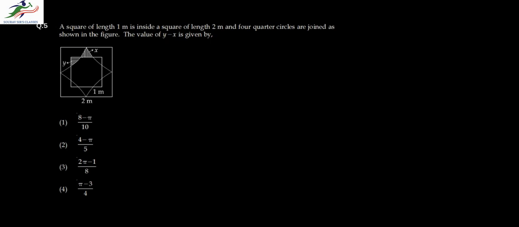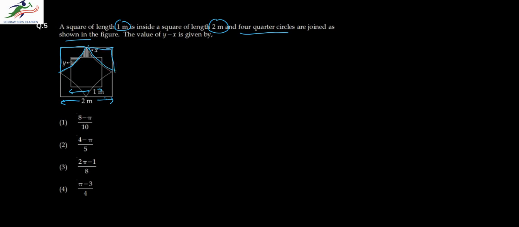It is told that a square of length 1 meter is drawn inside a square of length 2 meters as shown in the diagram. So which means this side is given as 2 of the bigger square, and the side of the smaller square is 1 meter. And 4 quarter circles are joined as shown in the figure. So the 4 quarter circles that they are talking about is this one and this, similarly the other 3, this one and the other 2, right?